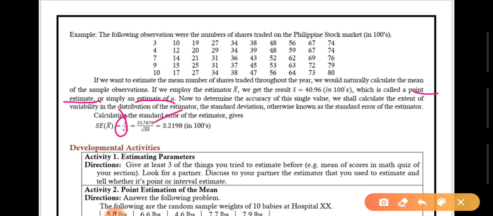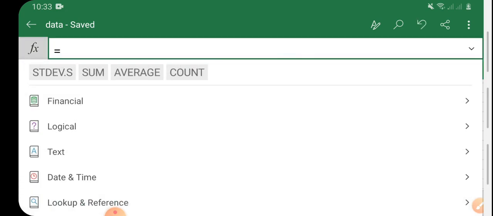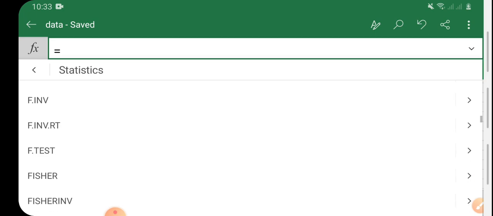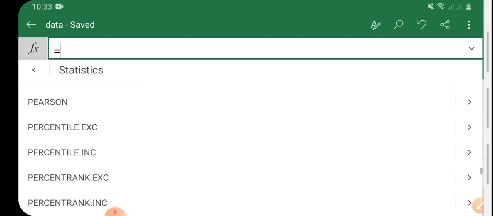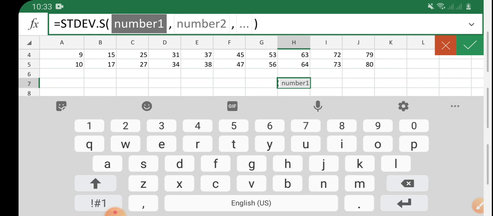But I'm going to teach you how to calculate the standard deviation of the sample easily. Now, you have to get your phone. If you have Excel on your phone, this is how you're going to do it. Suppose that you already have your data on your Microsoft Excel. All you have to do is press FX, then find statistics, then find standard deviation. We're going to look for the standard deviation of the sample, so just STDEV.S, pertaining to the standard deviation of the sample.